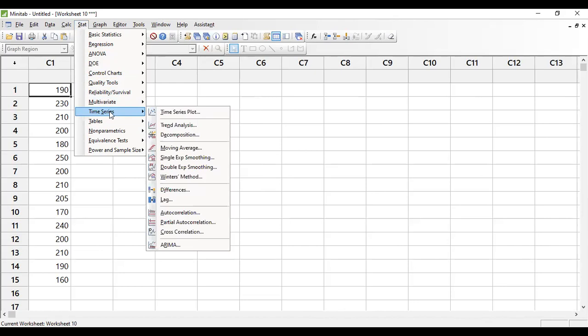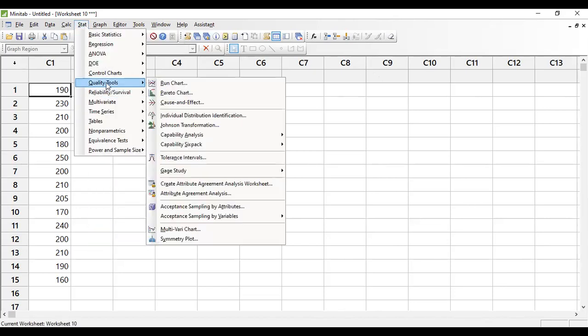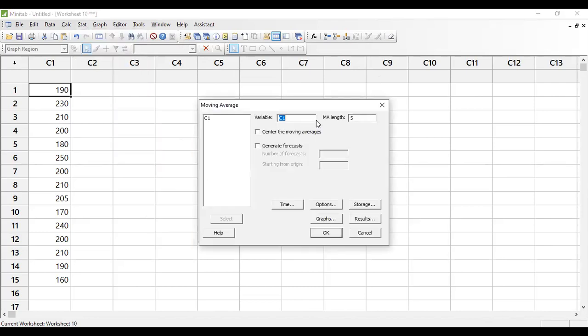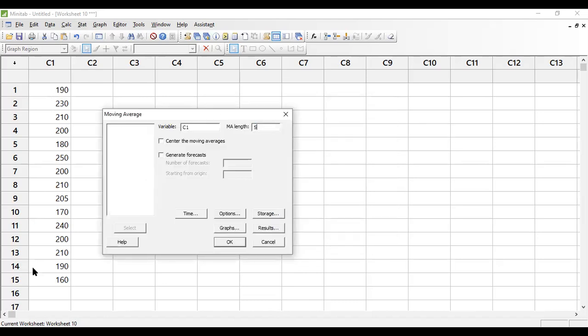You can see time series here. Stat, time series, then moving average. I think it's clear. Then we are going to analyze the moving average, where we have variables in the C1 column. So we can calculate a 5 days moving average. Therefore, here we have to select the moving length as 5. Clear? Right? These are the values.